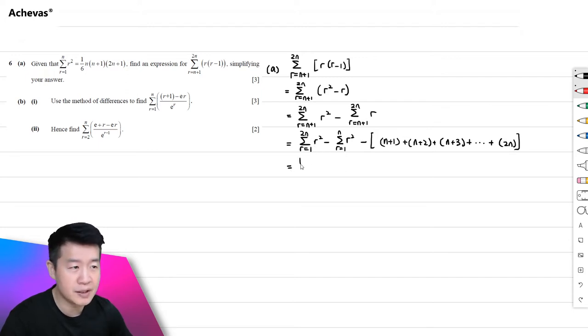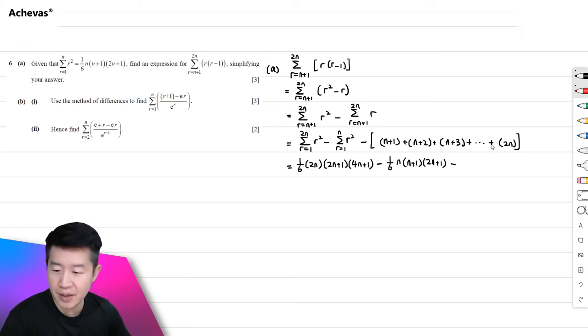Okay, so this is 1 over 6 of 2n, then 2n plus 1. Then after that, replacing n by 2n, we will have a 4n plus 1. Okay, 2 times 2n, so 4n plus 1, minus away, this is going to be 1 over 6 of n plus 1 and a 2n plus 1. Then minus away this, which is a sum of an AP.